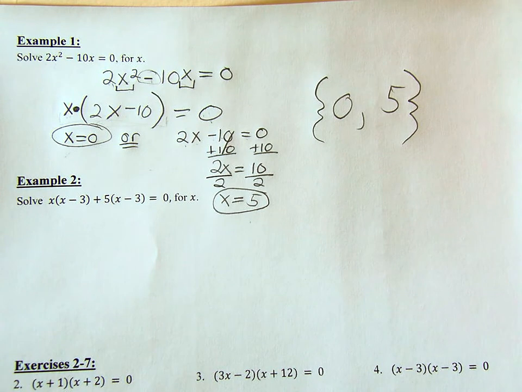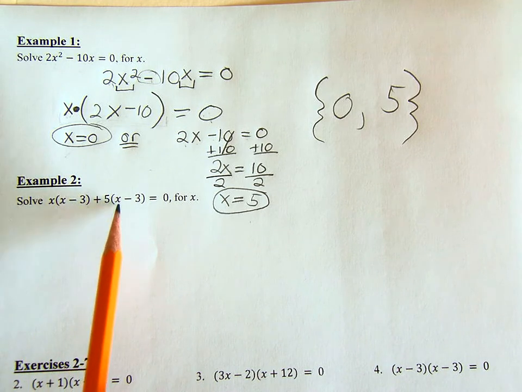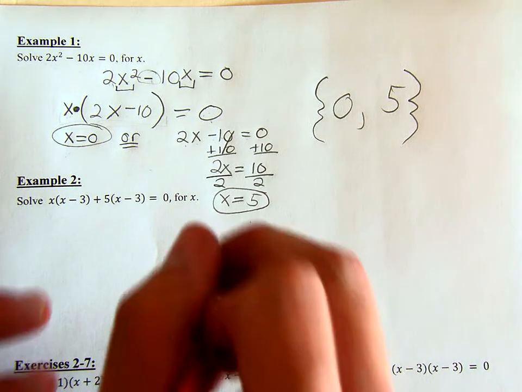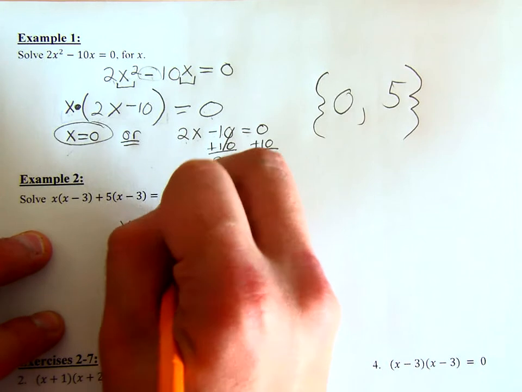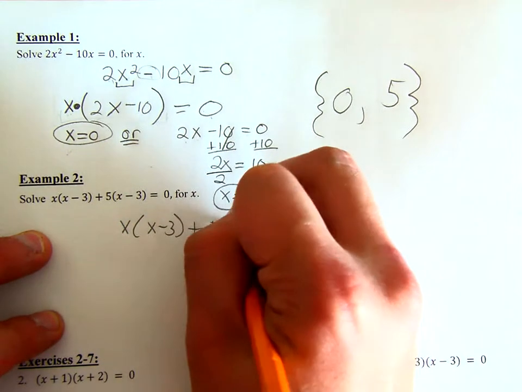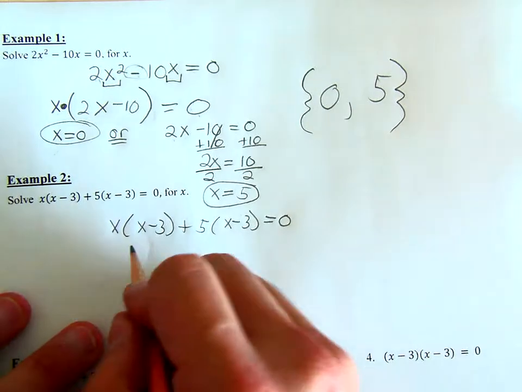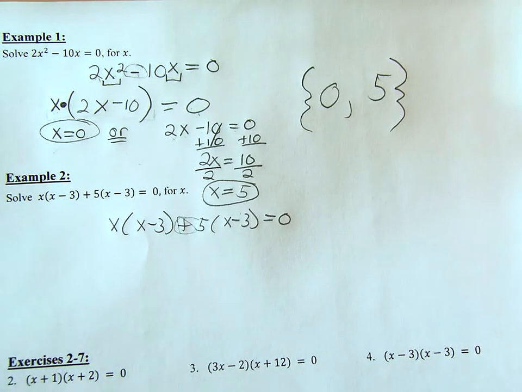So now looking at example 2, we have x times x minus 3 plus 5 times x minus 3 is equal to 0. And we want to solve that for x. So looking at this, we're going to look at, do we have multiplication in the middle? No. We have addition. So if we have addition, we're going to have to factor out.